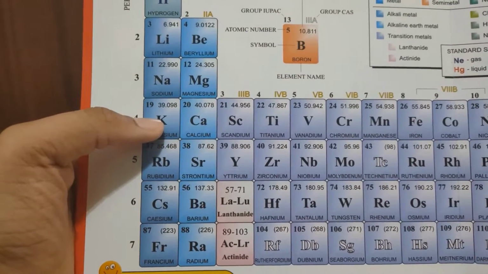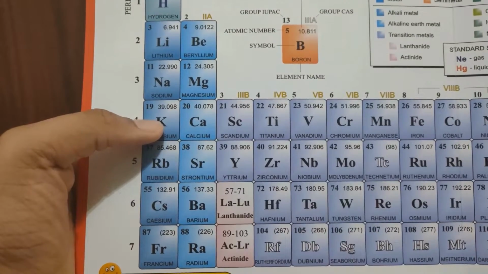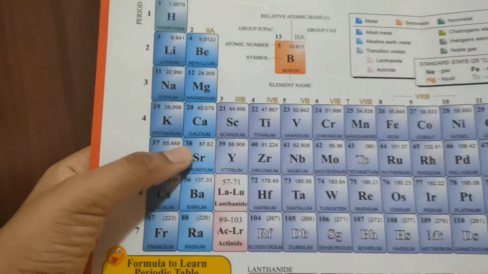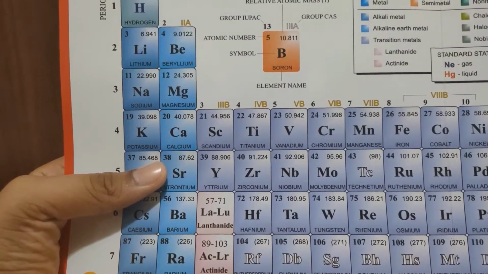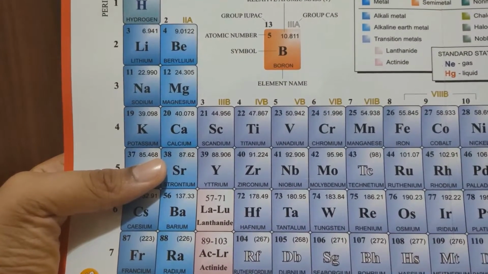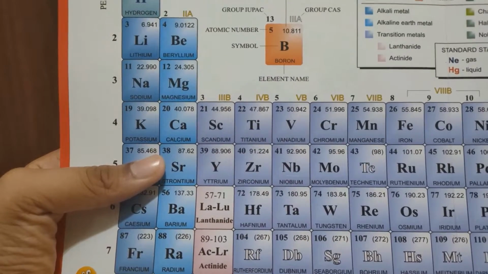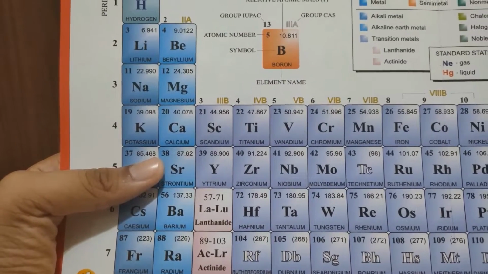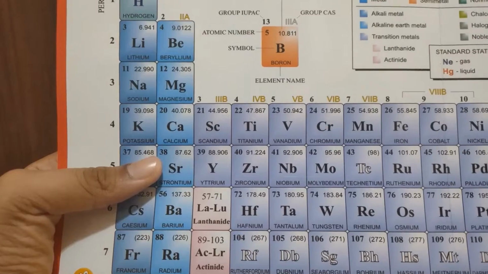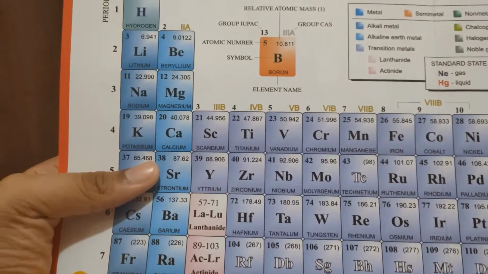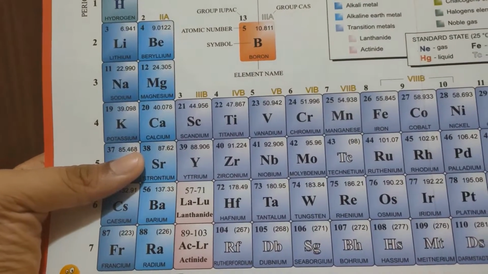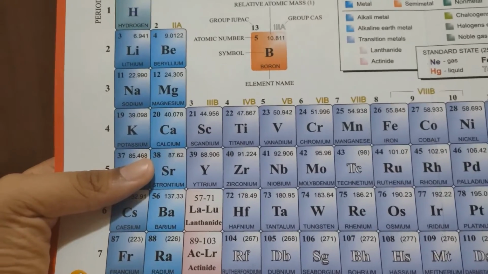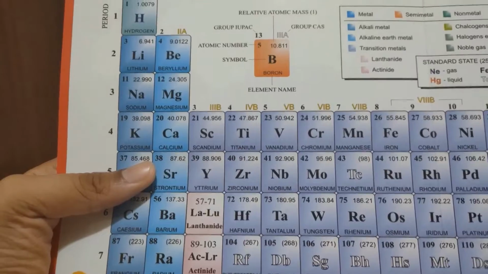So for the next, the 21st one, we have the scandium. It has an atomic mass of 44.956 and it's represented by the symbol capital S and small letter C. So for the next one we have the titanium, and it has an atomic mass of 47.867 and is represented by the symbol capital letter T and small letter I.